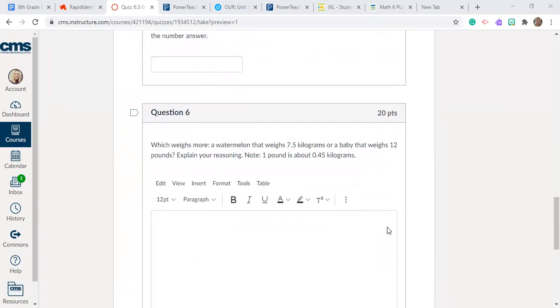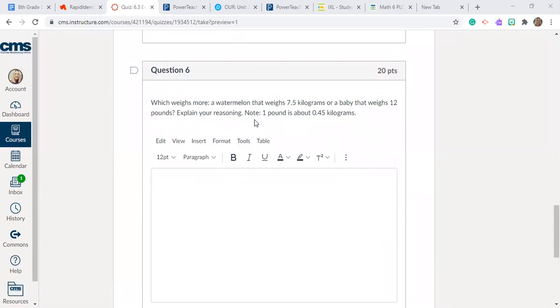Question number 6. Which weighs more, a watermelon that weighs 7.5 kilograms or a baby that weighs 12 pounds? Explain your reasoning. Note that 1 pound is about 45 hundredths kilograms. Okay, so this is important information right here, that 1 pound is about 0.45 kilograms. So you're gonna use that.